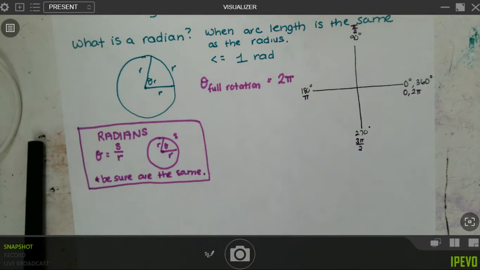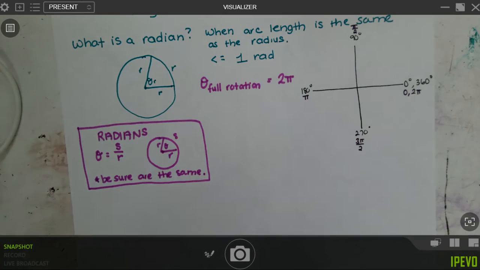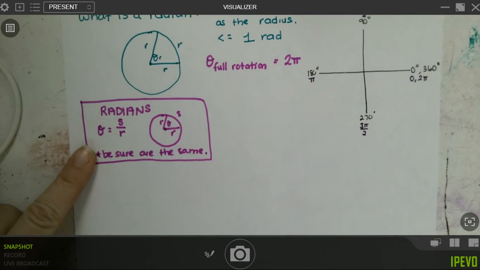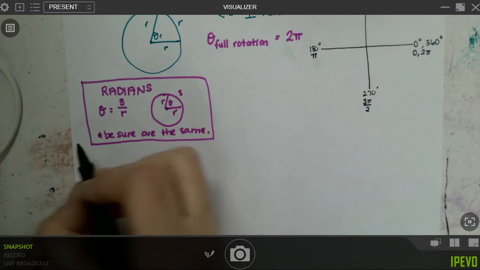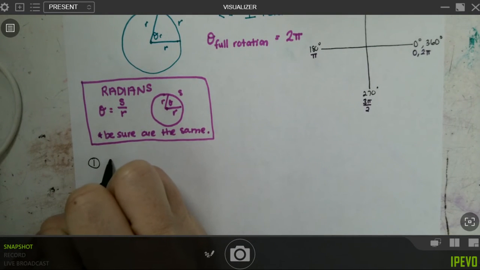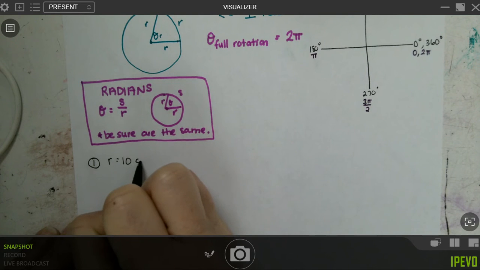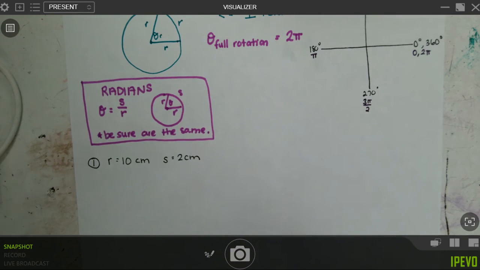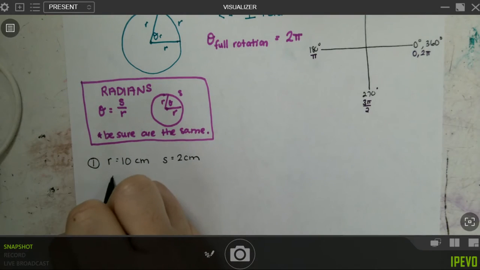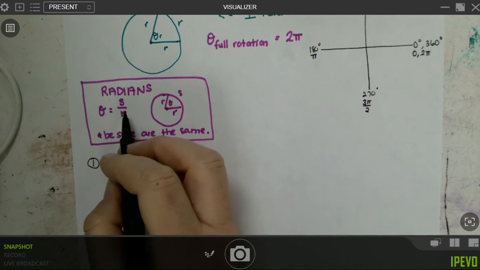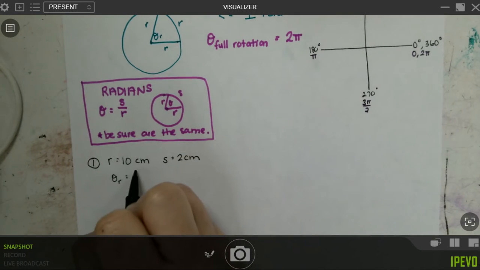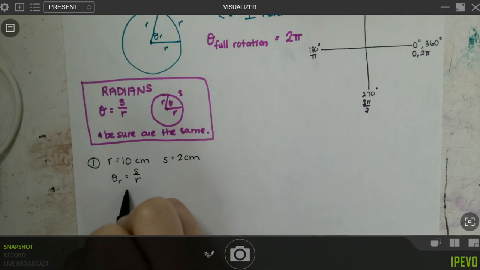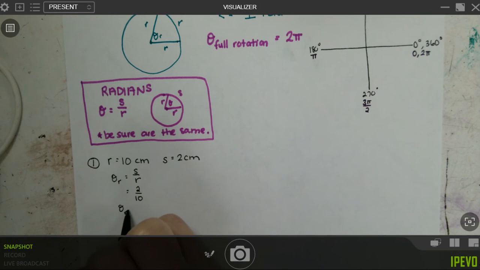All right, so let's do a few examples using this formula, and then I'll show you how to convert from degrees to radians. So if we have a radius that's 10 centimeters and an arc length that's 2 centimeters, and we want to know the measure in radians, so theta, we're going to use this formula, s over r. So that would be 2 over 10. Simplify. It is 1/5.